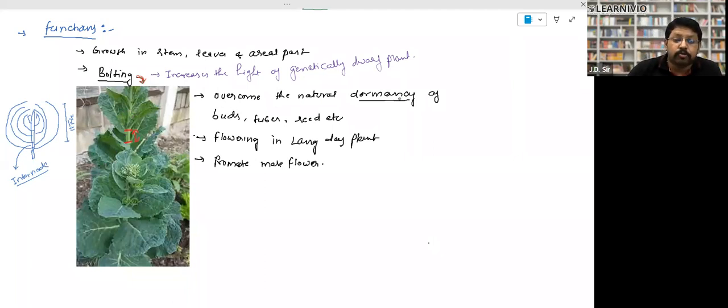It overcomes the natural dormancy of buds, tubers, and seeds. Suppose there is a dormant seed, which means it is not germinating. Spray gibberellin or soak it in gibberellin, and it will start germinating, right? So it overcomes dormancy of buds, tubers, and seeds. It promotes flowering in long day plants, LDPs, right? It promotes the male flower. Auxin was responsible for promotion of the female flower, and this is responsible for promotion of the male flower.